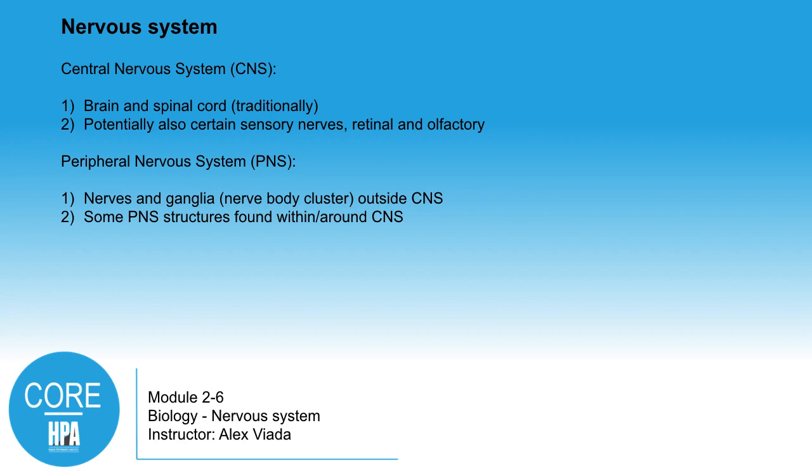The peripheral nervous system effectively represents everything else, and that is the nerves and ganglia that are outside the CNS. Now, a lot of these structures that are considered peripheral nervous system actually insert into and lie within various parts of the central nervous system. So it's important to keep in mind that these are not clear-cut definitions. And when talking about CNS versus PNS, bear in mind that there is still some overlap.